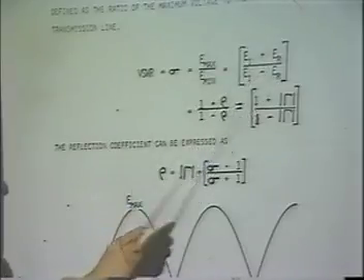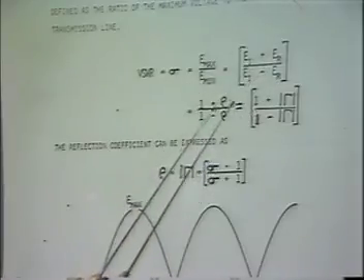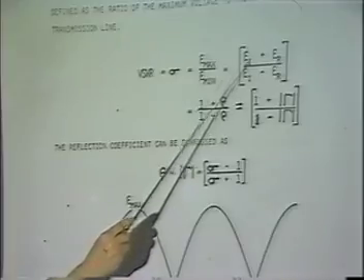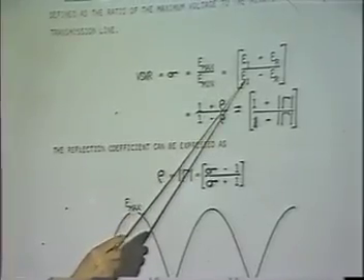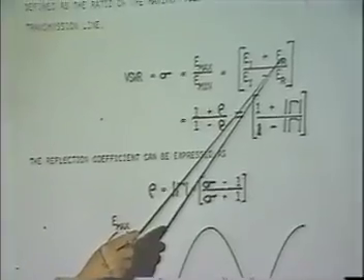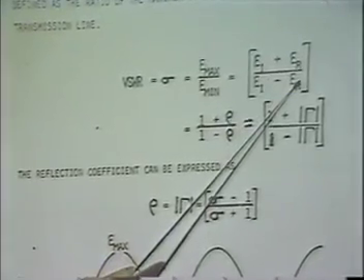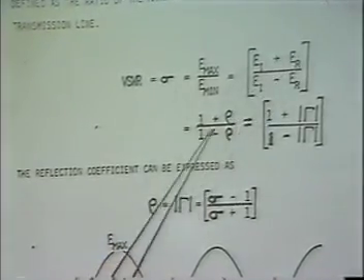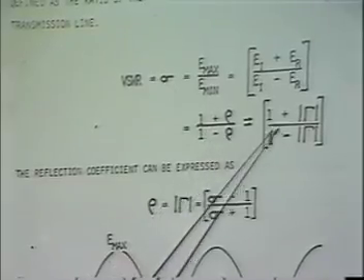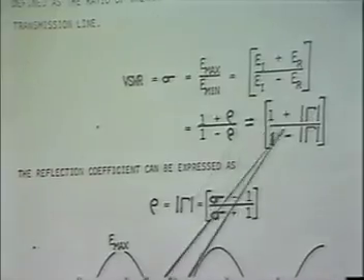E sub I minus E sub R gives you the minimum. Now, you know that if you divide this by E sub I, you get 1. Divide this by E sub I, you get gamma, or you get rho as far as magnitude. So 1 plus rho over 1 minus rho, or 1 plus the magnitude of gamma over 1 minus the magnitude of gamma, gives you the voltage standing wave ratio.